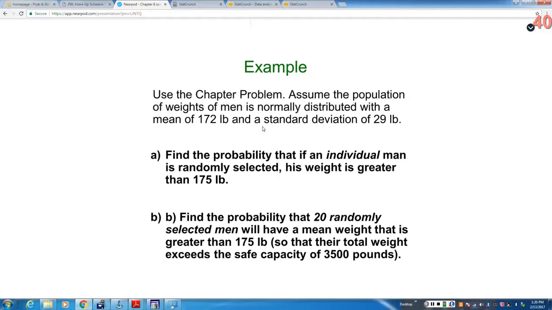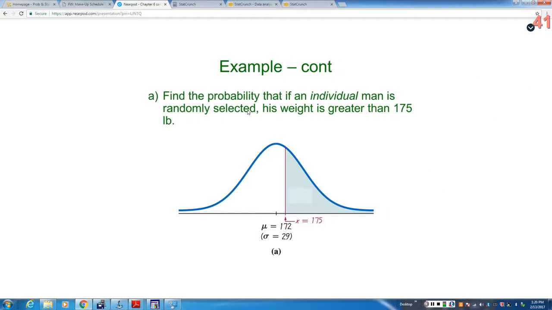Let me give you an example. Let's look at this one right here. Assume the population of weights of men is normally distributed with a mean of 172 pounds and a standard deviation of 29 pounds. Find the probability that if an individual man is randomly selected, his weight is greater than 175. You've probably done this already at some point. So let's look at the first one.